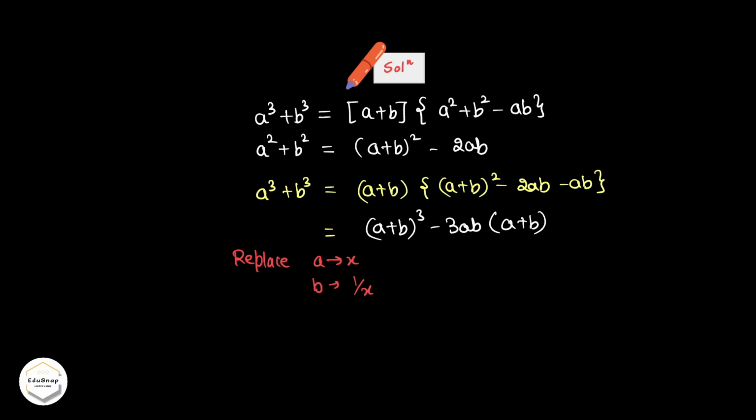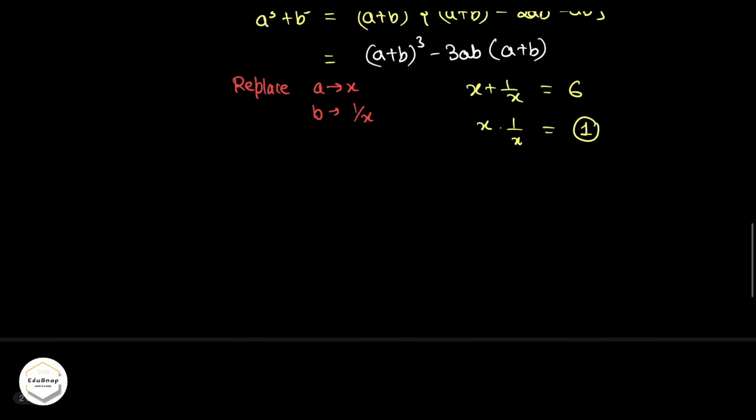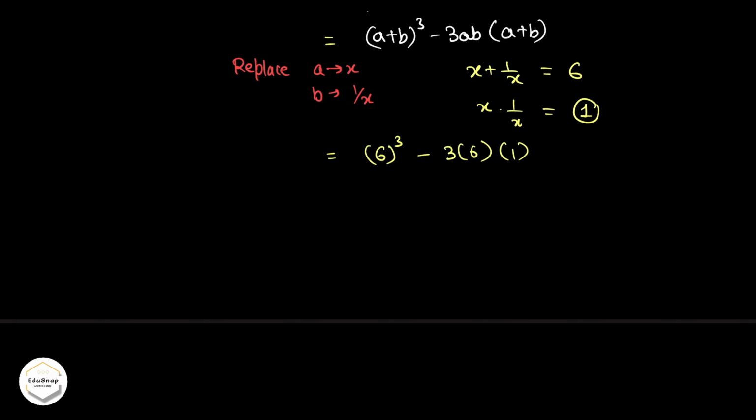Okay, now let's calculate the value of x plus 1 by x, and let's calculate the value of x into 1 by x. So we will get this because we have 3 plus root 8 plus 3 minus root 8, that is, the root is going to be cancelled out. Next, x into 1 by x is going to be 1. So let's substitute the values.